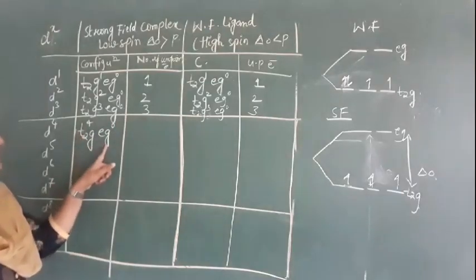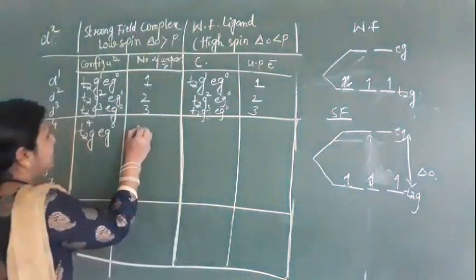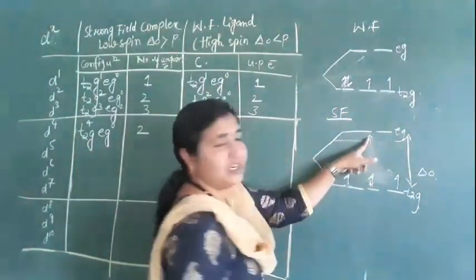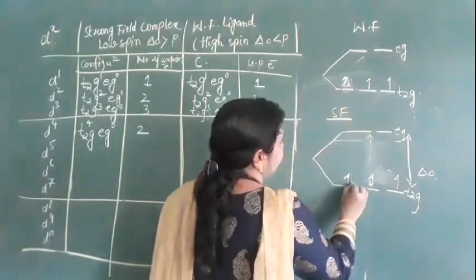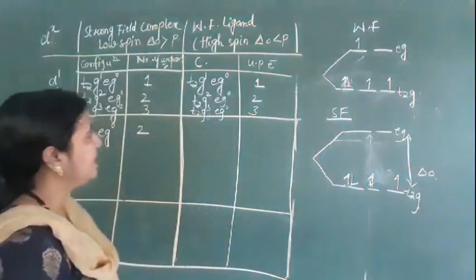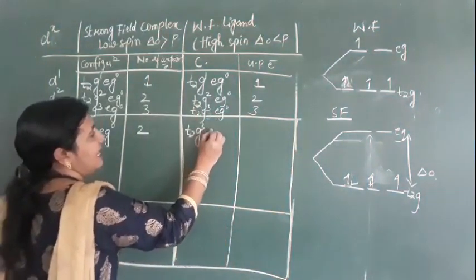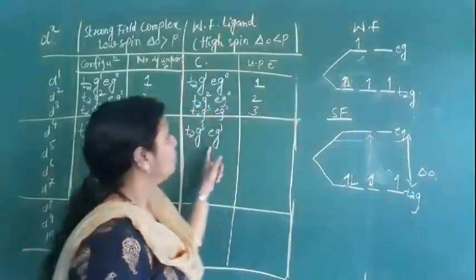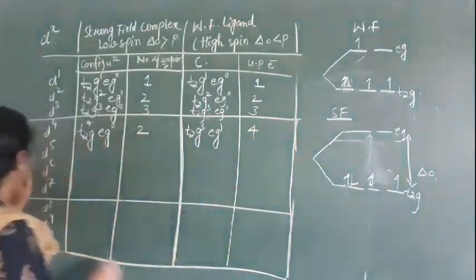Okay, t2g4 eg0. Number of unpaired electrons: 2. Write that down. Sorry, this is weak field, no? So here there will be pairing, and in this case the fourth electron enters into eg. So weak field here. What will come here? t2g3 and eg1. So the number of unpaired electrons here is 4.